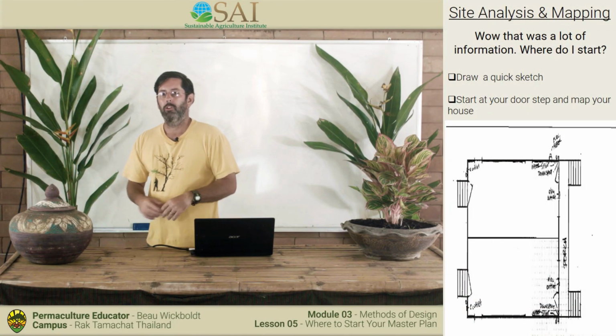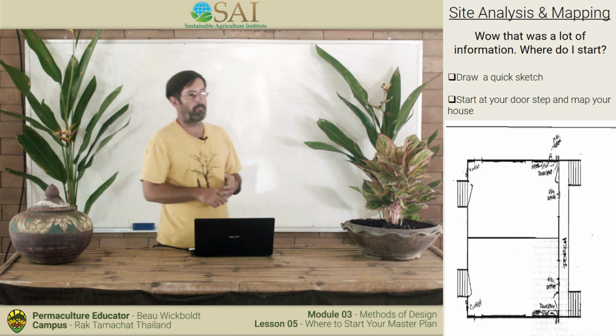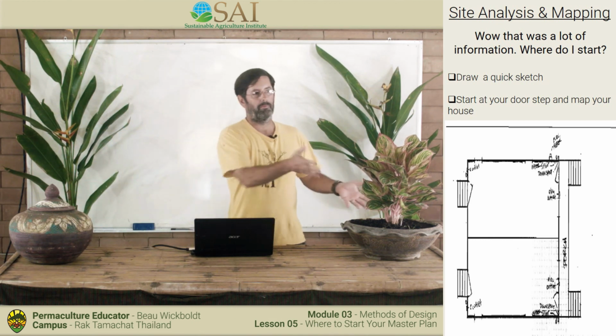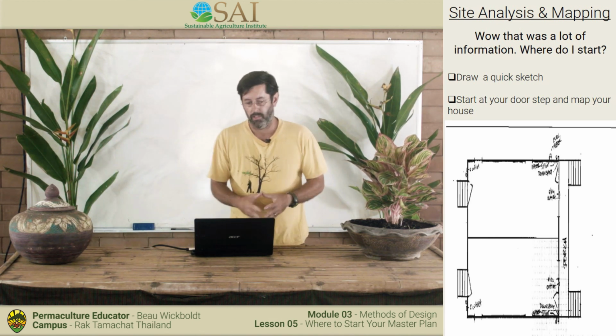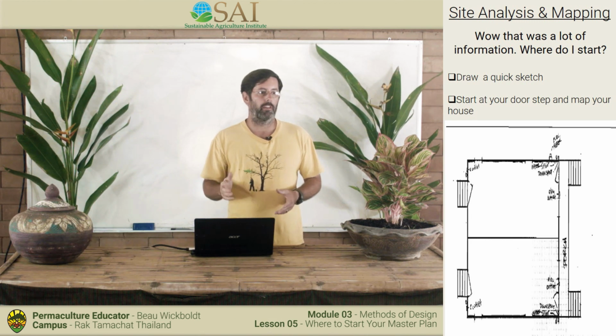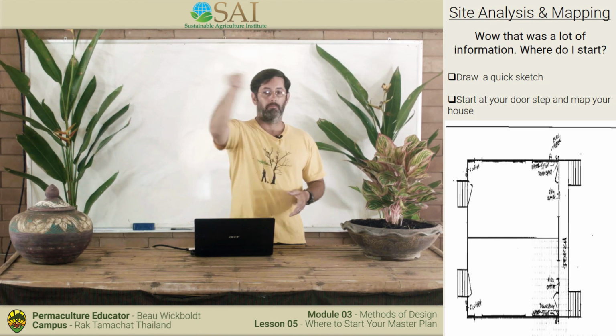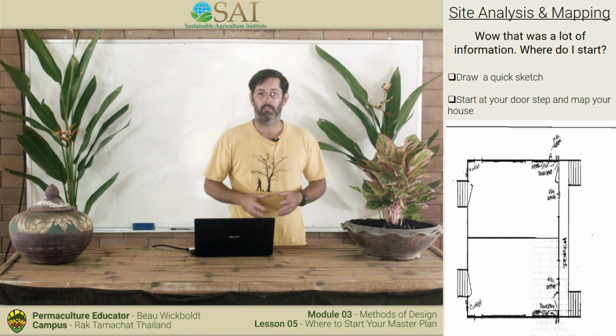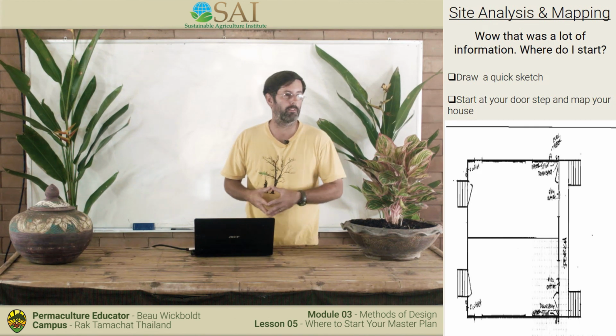A lot of information, cool. But where do we start, really? How do I get from, I don't have anything, to there? Draw a quick sketch. Basically, what is the rough shape of your property? If you don't have a property yet, no problem, just make a square. Put your house in the center, okay? That's normally where people put houses anyway.